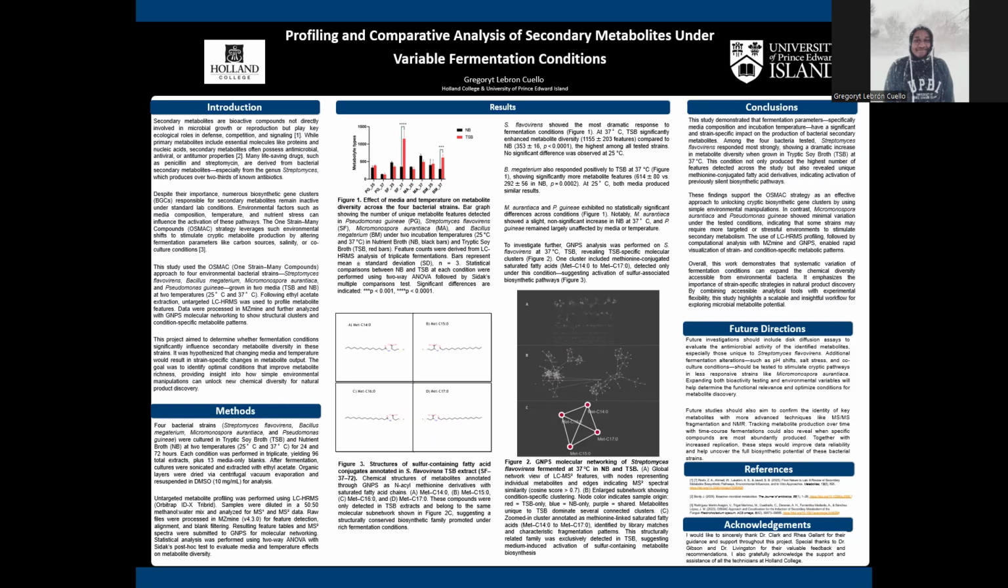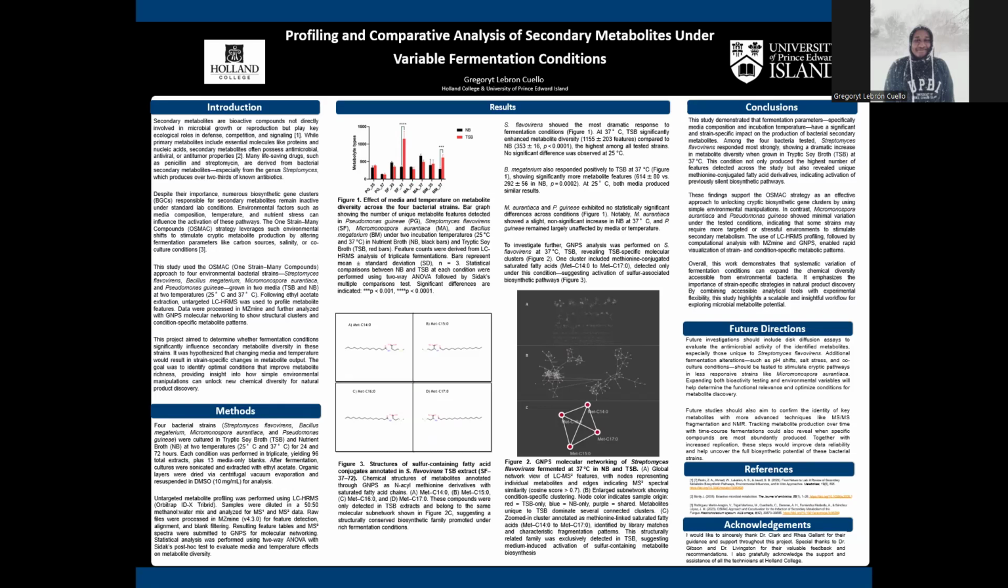This study focuses on four bacterial strains: Streptomyces flavovirens, Bacillus megaterium, Micromonospora aurantiaca, and Pseudomonas guineae. Each strain was grown under different fermentation conditions, with two types of media, tryptic soy broth and nutrient broth, at 25 and 37 Celsius, and harvested at 24 and 72 hours. After fermentation, I extracted the secondary metabolites using ethyl acetate and analyzed the samples using liquid chromatography high-resolution mass spectrometry.